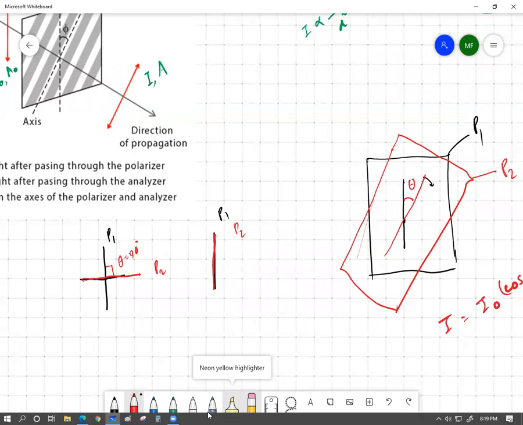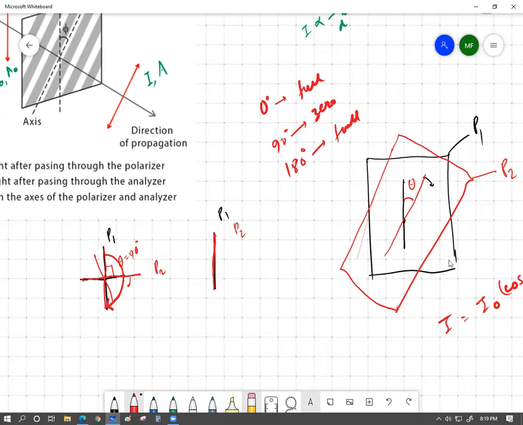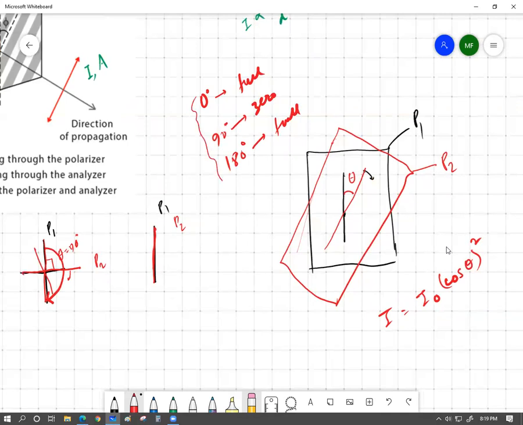Now, if we start to rotate it further and eventually make it vertical once again, it means that from the starting position, if I make a full 180 degree rotation, then the intensity once again becomes completely like the original. So whenever you have 0 degree, you have full intensity passing through. At 90 degree, you have zero passing through. And at 180 degree, you once again have full passing through, in terms of magnitude, because we already have a square over here. So that actually follows the cosine ratio. That's where Malus's law comes from: the intensity is given by the cosine square formula. That's Malus's law.